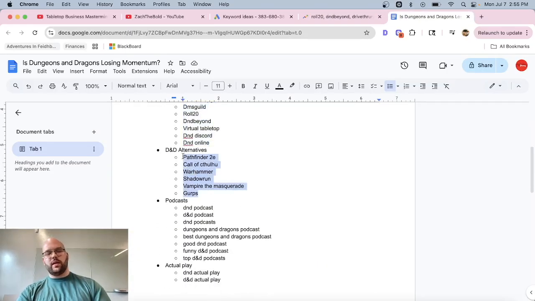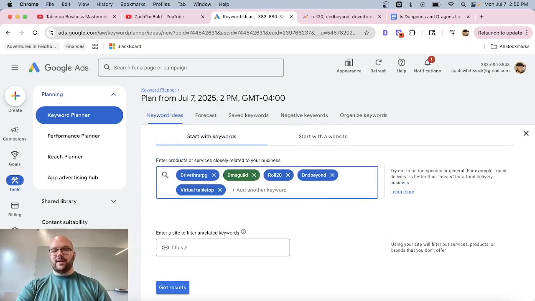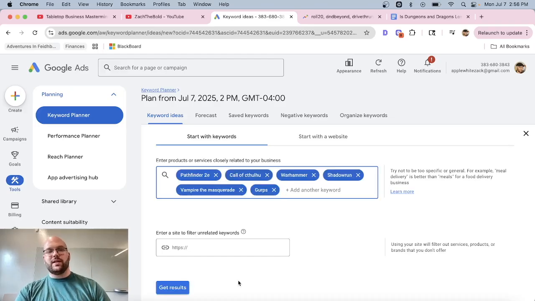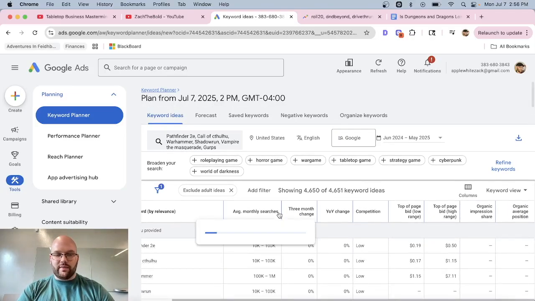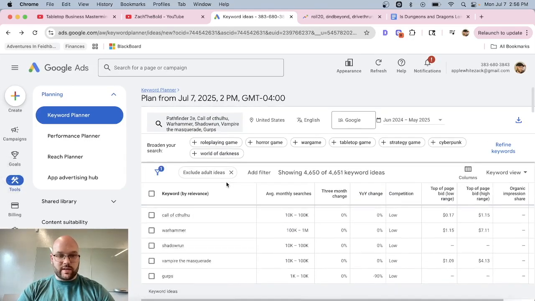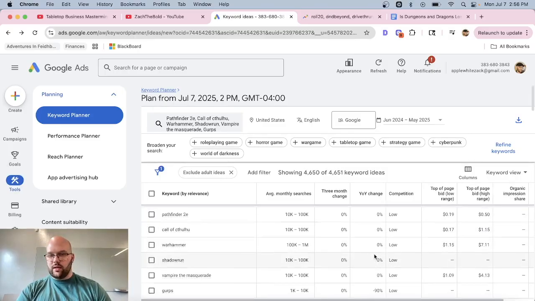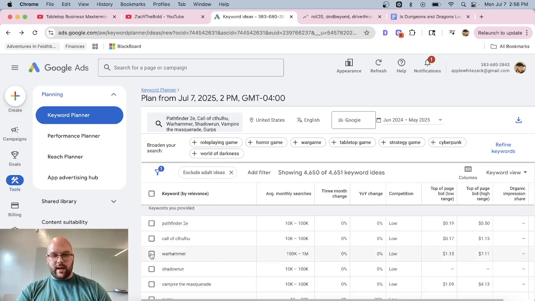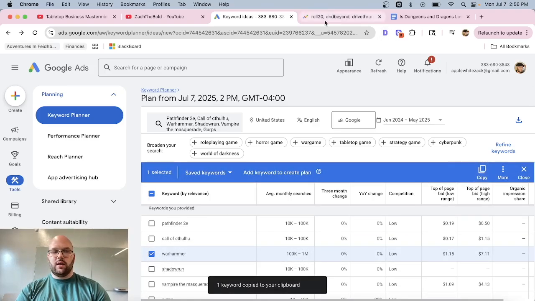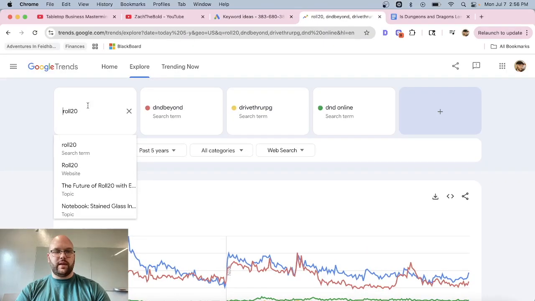D&D alternatives. One of the things we might want to look at if D&D is losing momentum is, are other alternatives gaining momentum? Are players who play D&D on the regular switching? That would tell us a lot about whether or not D&D is losing momentum, or the bigger question, if TTRPGs are losing momentum. So I put in some of the major competitors here: Pathfinder, Call of Cthulhu, Warhammer, which I expect to do very well in this research. And it's telling us GURPS may not be doing very well this year. Let's go ahead and grab Warhammer, a great competitor here. Let's also put in Pathfinder 2E.